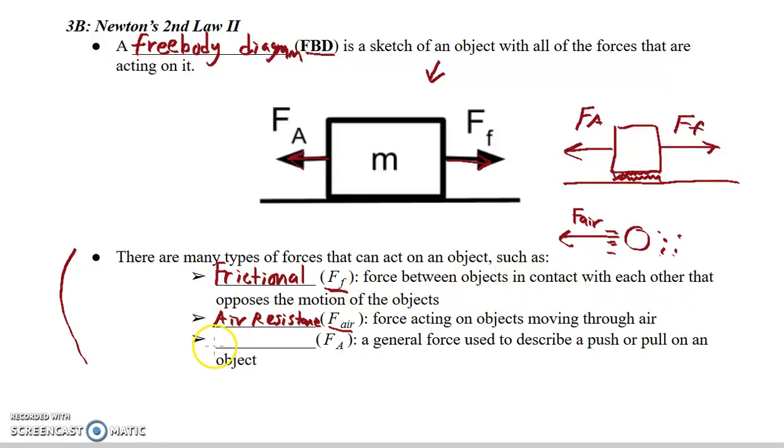And the last one is the applied force, and that's just a general term. The applied force, F subscript A, is a general term used to describe really any push or pull that doesn't fall into these first two categories. Lots of stuff could fall into this. You have a car engine, you push a bookcase across the floor, any kind of generic push or pull is going to fall into this applied force category. So you're going to see that a lot.